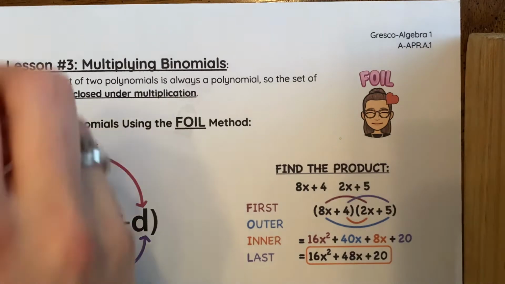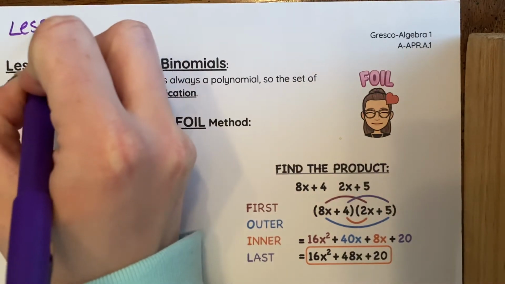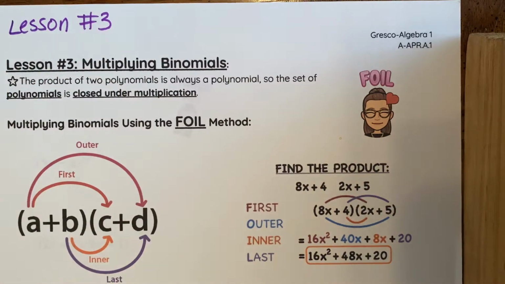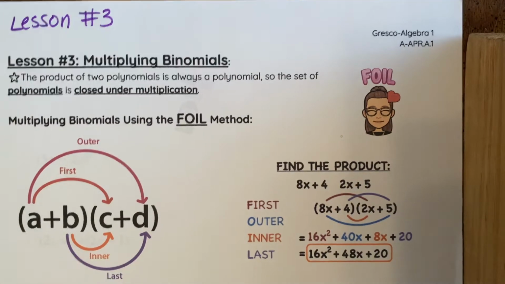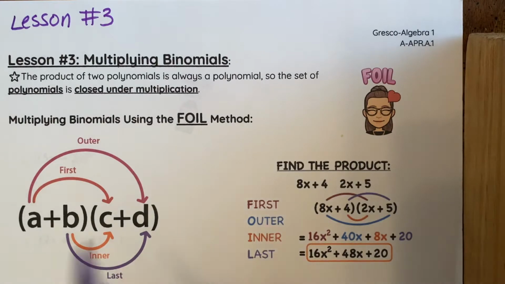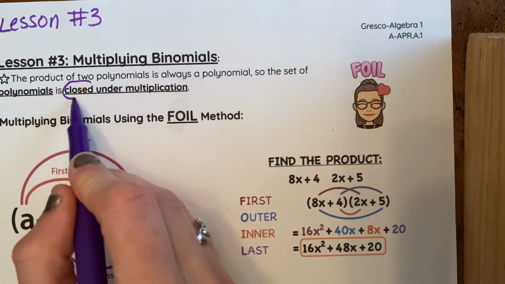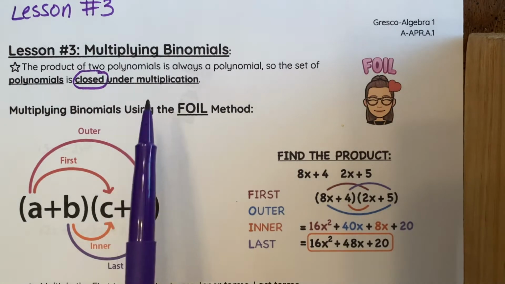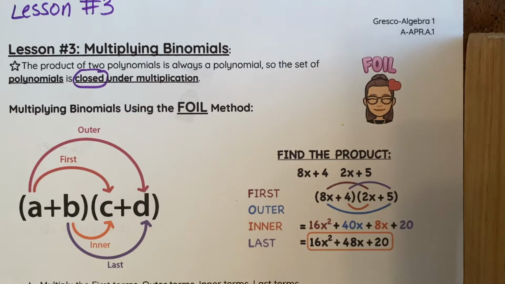All right, so this is lesson number 3. And today we're going to be multiplying binomials together. So we talked about this idea of closure in lesson 2. When we add and subtract polynomials, it creates another polynomial, and it's the same thing with multiplying as well. So polynomials are closed under multiplication.